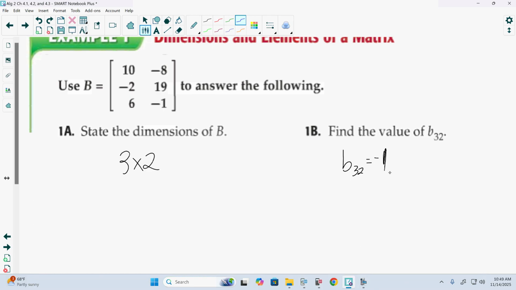That's it. What would b12 be? -8, first row, second column. So 1, 2, -8. First row, second column, -8. Because the first number tells us how far to go down, second number tells us how far to the right we're going. Always start in the top left. Questions on these here?